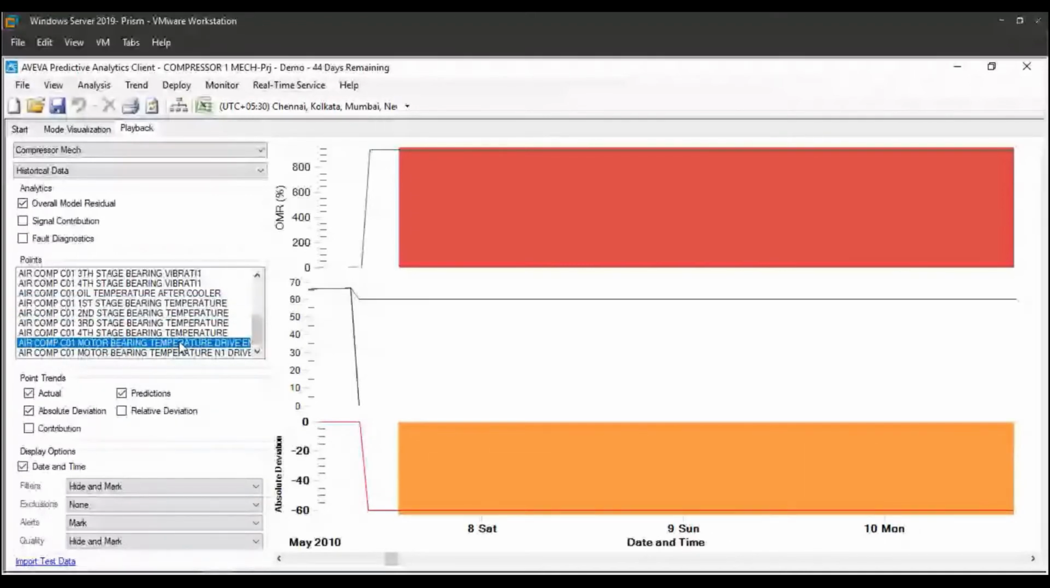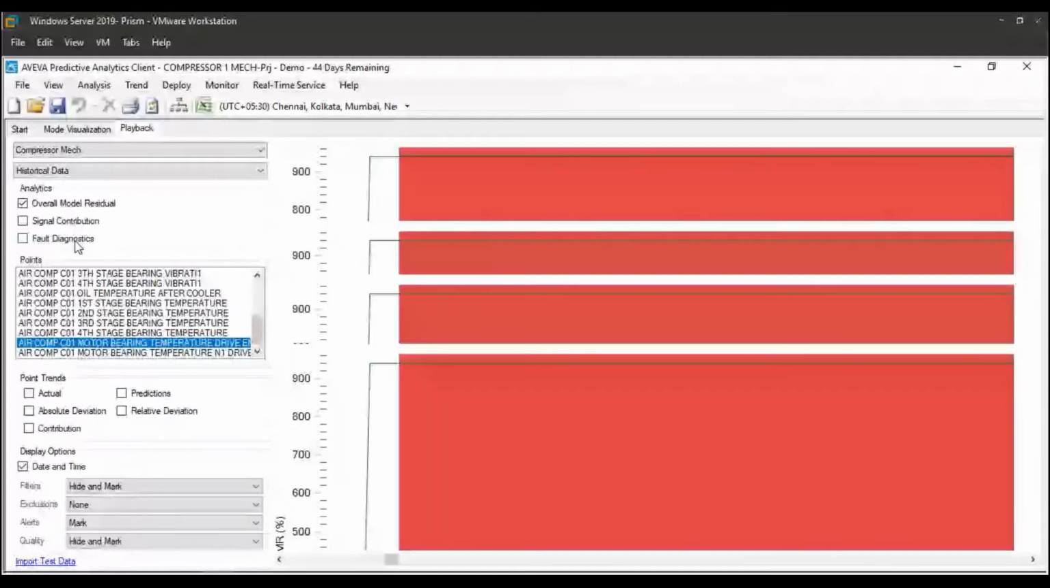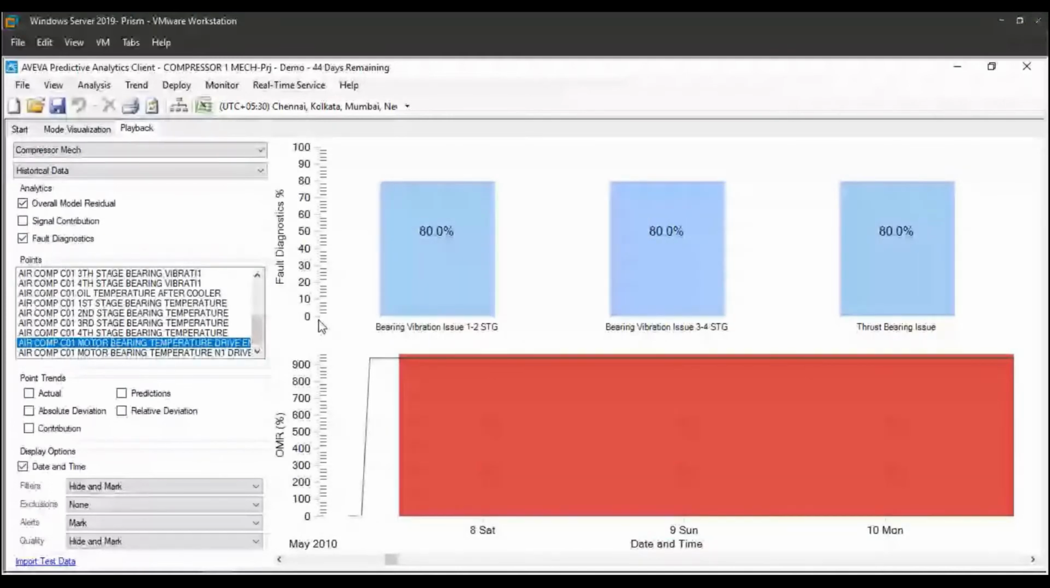The next thing that I want to do is find out, is this indicating a fault? And for that, I'll highlight this. Now, what you're seeing over here is the software is trying to predict whether this OMR deviation is able to predict a fault in the coming future? And the software is telling me that the probability of these three faults occurring due to this deviation is around 80%.